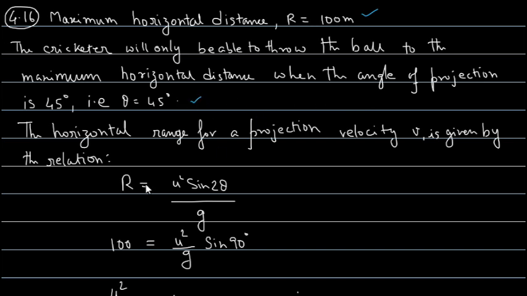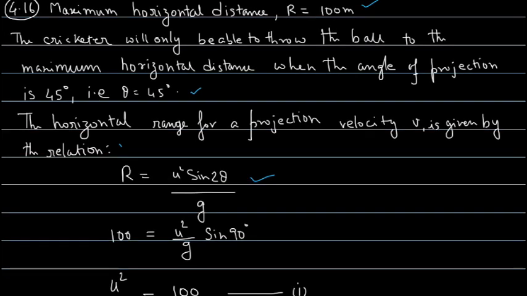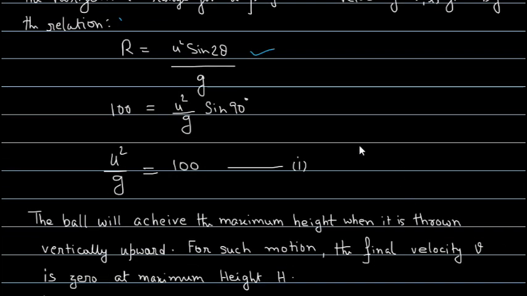The horizontal range for a projectile with projection velocity u is given by the relation R is equal to u square sine 2 theta upon g. Now instead of R we can put 100, instead of theta we can put 45 degrees. So we get an equation 100 is equal to u square upon g sine 90 degree. u square upon g is equal to 100. This is equation 1.